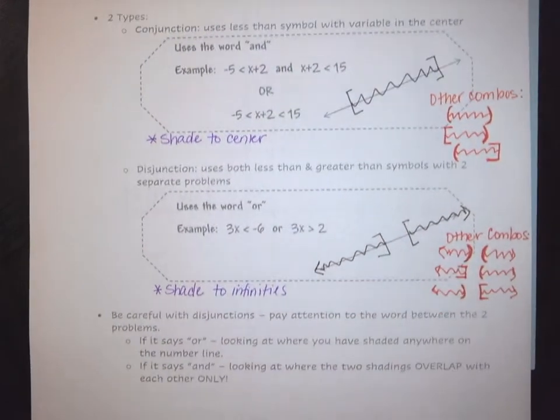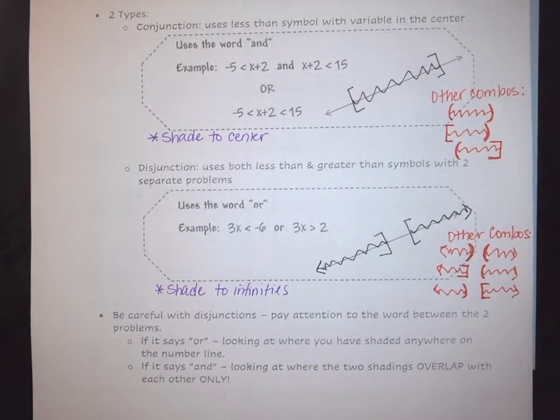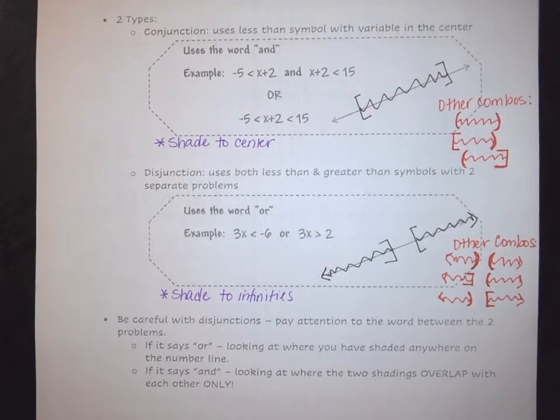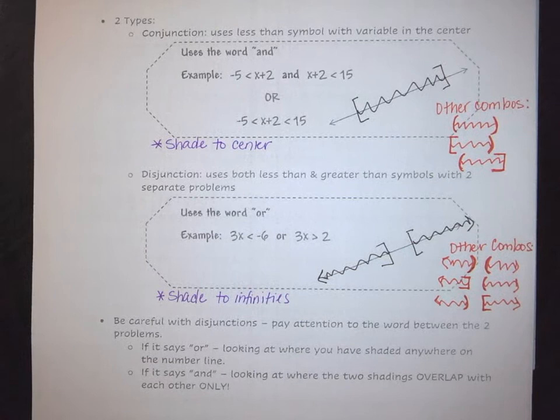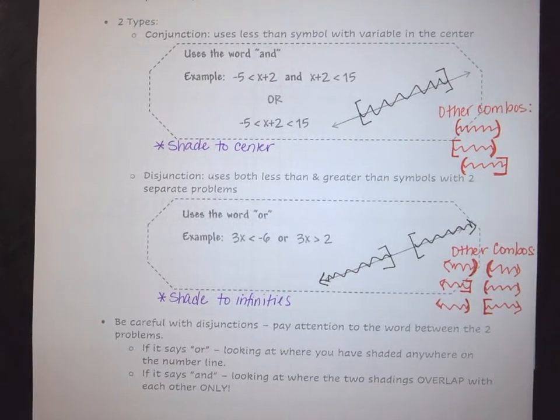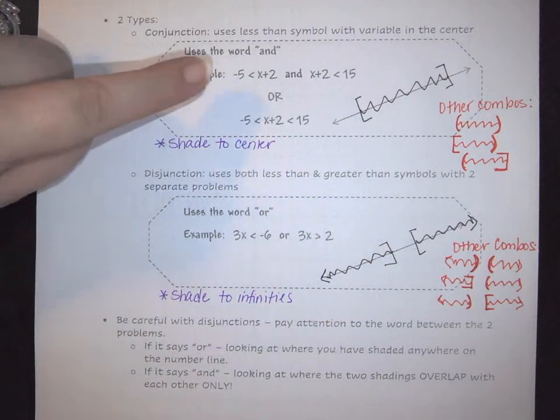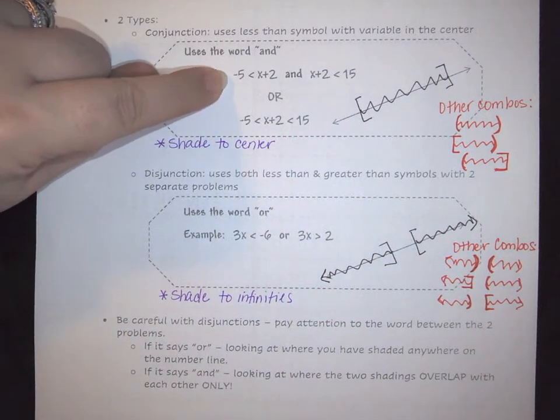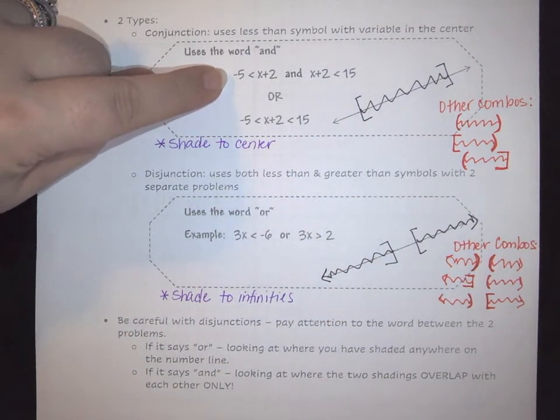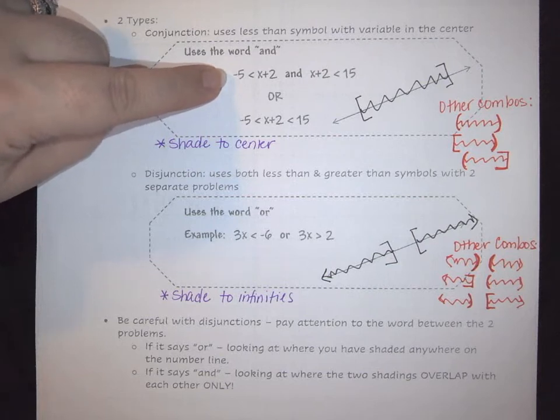The first type is called a conjunction. Conjunction uses the word and, and it means that you're going to shade towards the center or towards each other. For example, you may see problems like this one. Let's say -5 is less than x plus 2 and x plus 2 is less than 15.